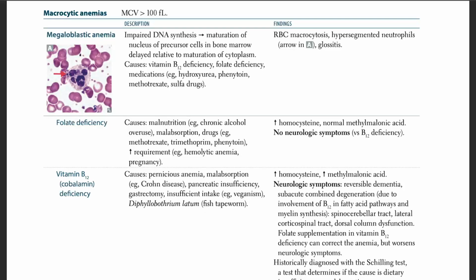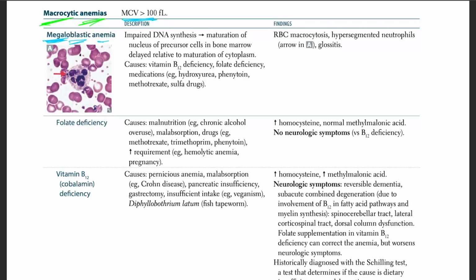Now let's talk about macrocytic anemias. Well, the macrocytic anemias, when you have the MCV greater than 100, it's now macrocytes, the big cells. So macrocytic anemias. The first thing we have is the megaloblastic anemia.